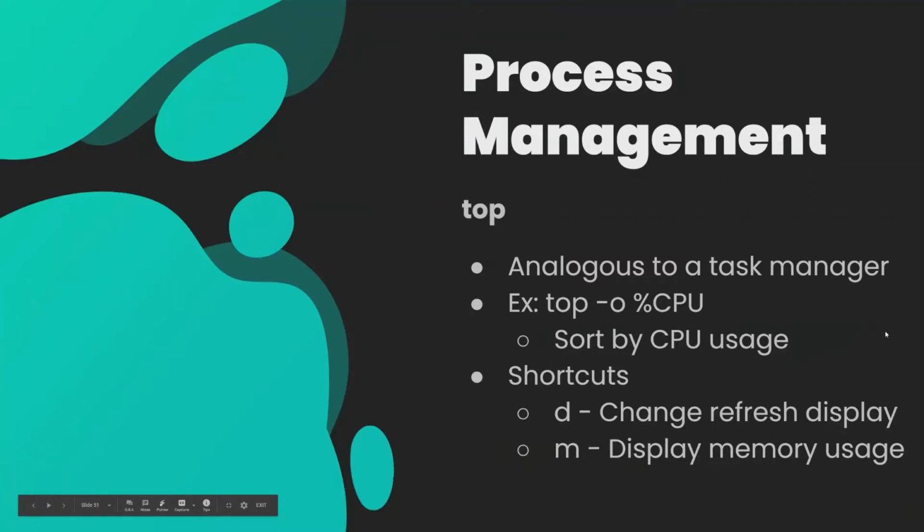Here's a nicer process viewer program called top. It's pretty similar to a task manager. So let's say I wanted to type top and I just wanted to see processes sorted by CPU usage. I can do top -o %CPU. And there's also some shortcuts in addition to that. So D can change the amount of times that it refreshes. And then M allows you to display the memory usage.